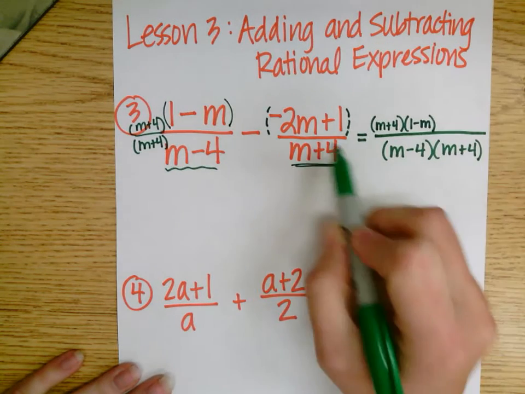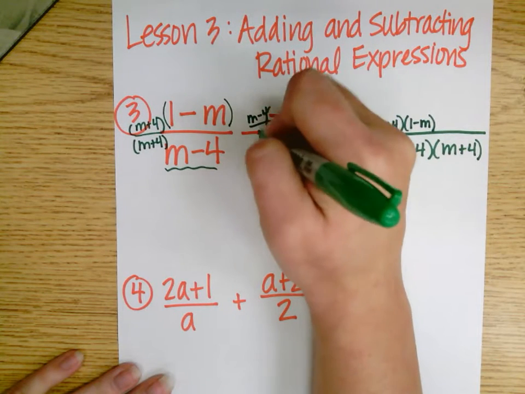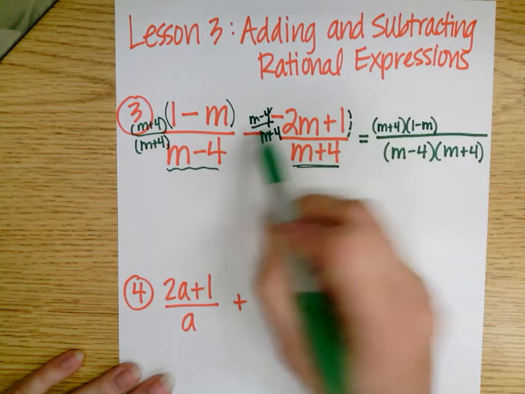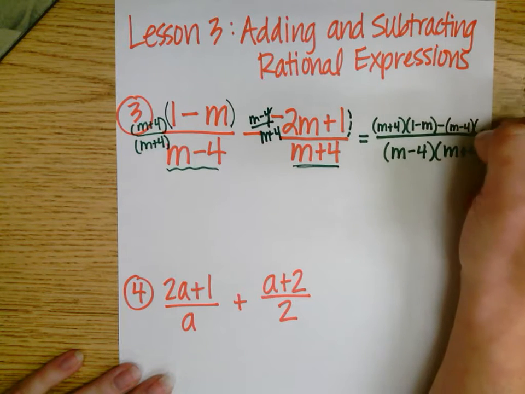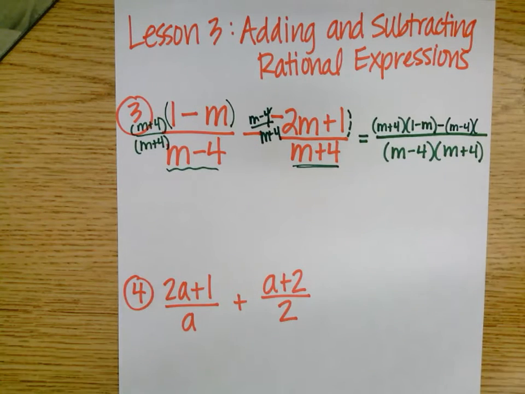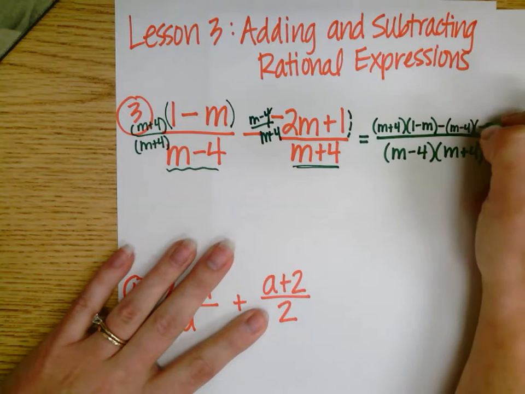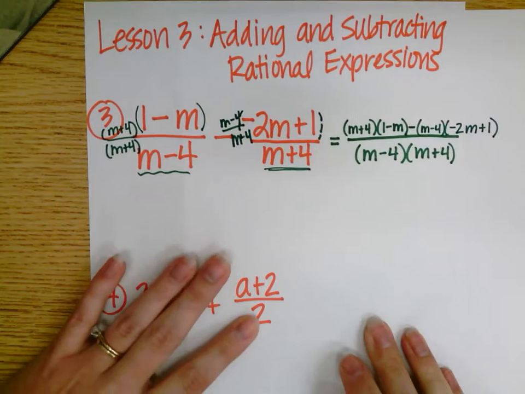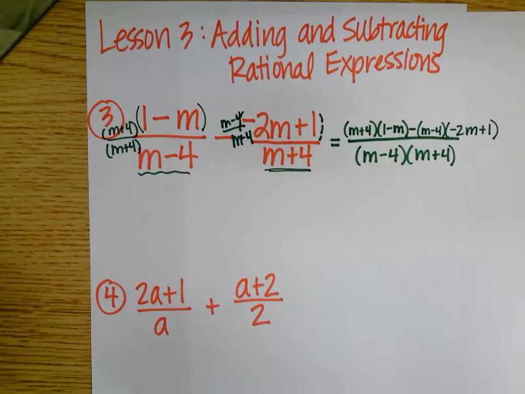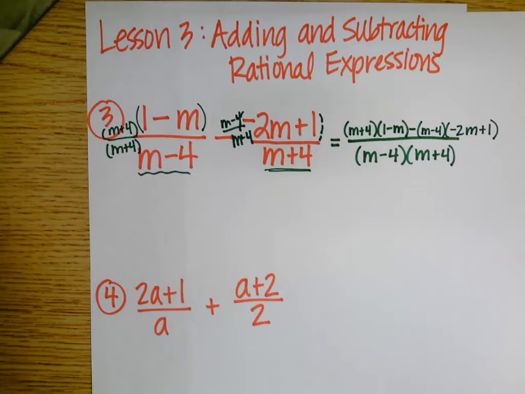I know that I have this piece here, which means for my second fraction I need this piece, so I'm going to multiply by m minus 4 over m minus 4. And when I do that, I'm going to have minus, and m minus 4 times, and I'm running out of room, oh no! Get another sheet of paper, times negative 2m plus 1. Alright, now that everything is multiplied together in one big fraction, I need to focus on the numerator and simplify it.